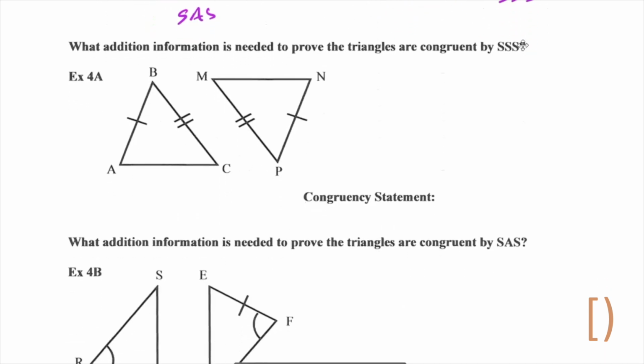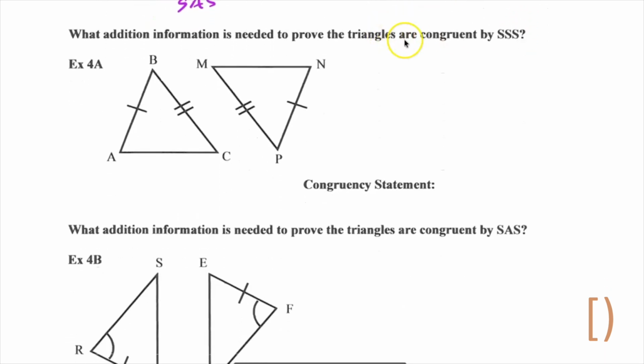Okay, the last few right here. What additional information is needed to prove that the triangles are congruent by side, side, side? So I want to make these congruent by side, side, side. Well, I have already two sides. I have that one, I have this one. So we're missing the final side. This bottom part has to be equal to this part right here. We're missing this one congruent to this one.